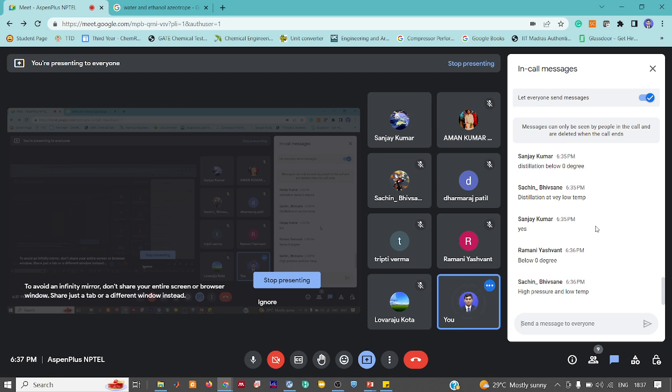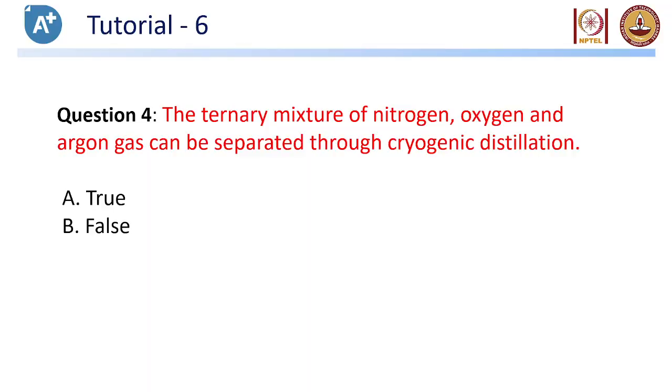Okay, so what does cryogenic range mean? Any temperature below 123 Kelvin. In this particular question, where you are asked to separate nitrogen, oxygen, and argon, all the components have boiling points below 123 Kelvin. If I remember correctly, nitrogen is about 77 Kelvin, and oxygen and argon are about 83 and 86 Kelvin respectively.